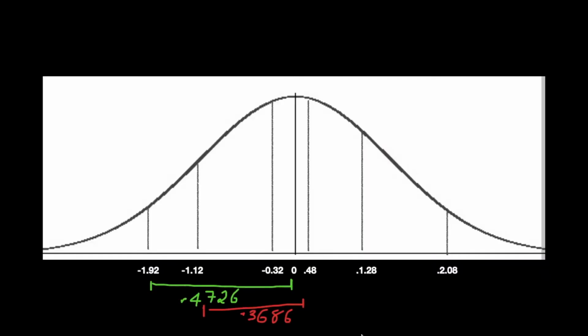So if you look at these points, every point or area under curve is from 0 to a particular point, right? From 0 to negative 1.92, from 0 to negative 1.12, from 0 to negative 0.32, and from 0 to 0.48, then from 0 to positive 1.28, and from 0 to 2.08.